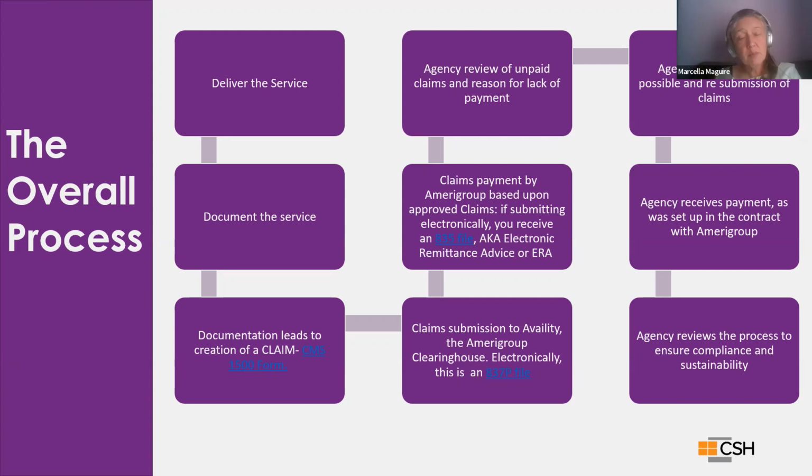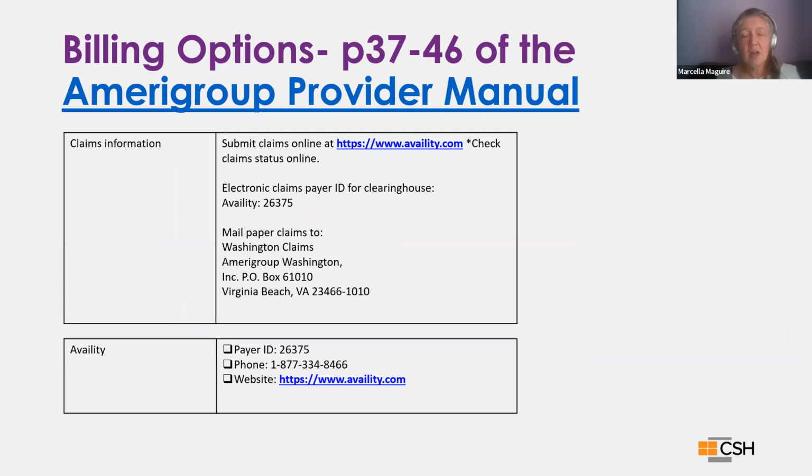So this is the big picture overall process. I'm going to get into some of the details now. Next slide, please. Oh, I also want to shout out, I see we've got Jacob Avery from Amerigroup on here. So Jacob, as always, please feel free to jump in. You folks are the ones that are doing this work every day and working with the agencies. So if I misspeak anything or you want to add anything, please jump in and tell us.